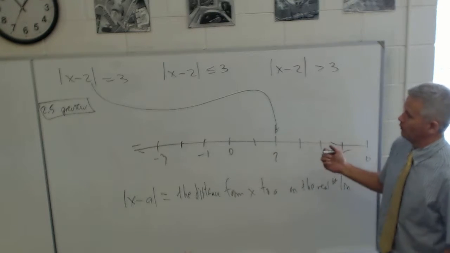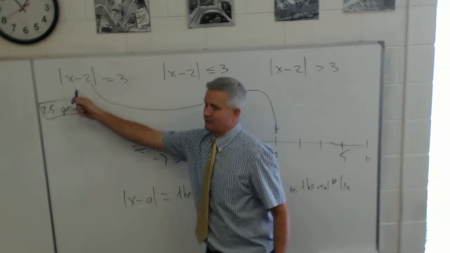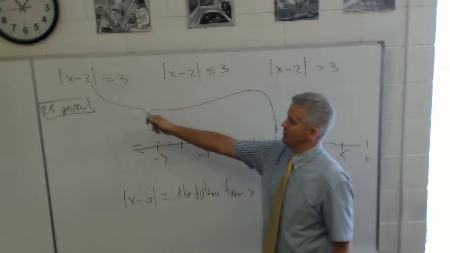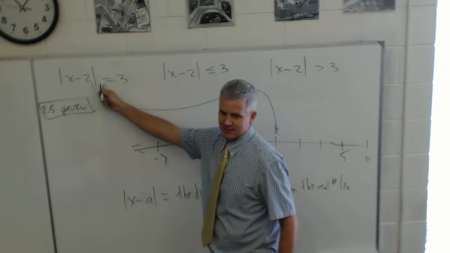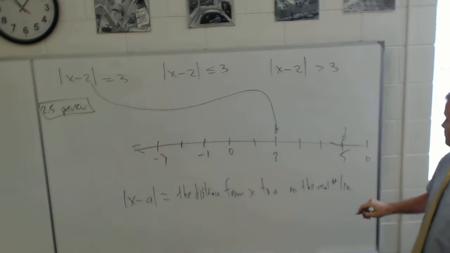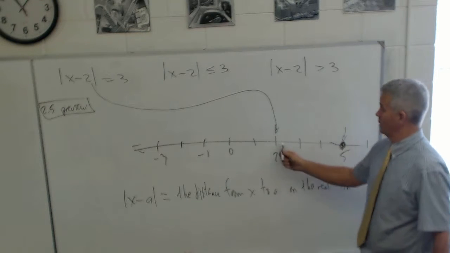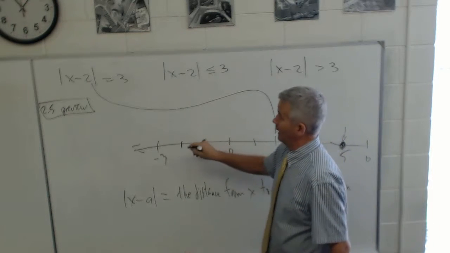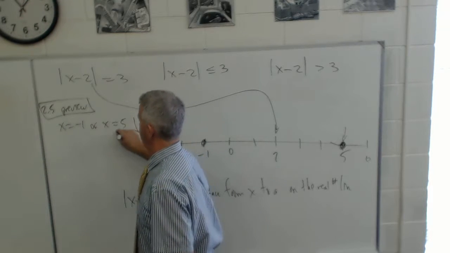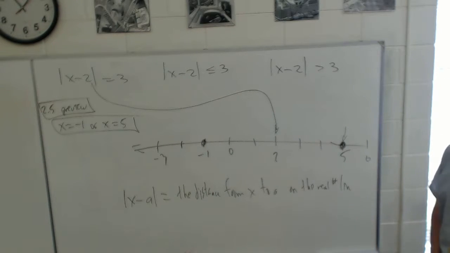Josh. What number? Where can we be on this number line so that, imagine you walking along the number line, where can you be so that your distance from the number 2 is exactly 3? Either 5 or -1. I agree. So the answer to this is x is -1 or x is 5. Solved. There's the graph.